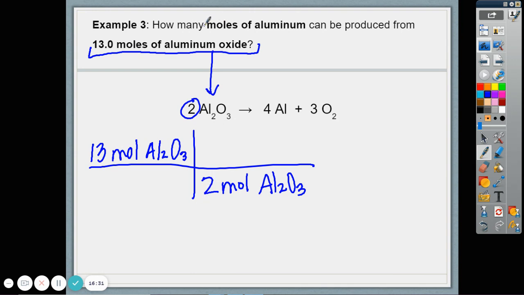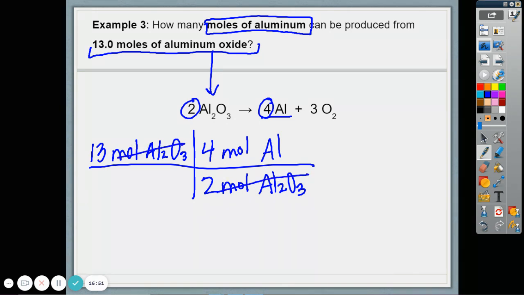Now what I'm trying to get to is moles of just aluminum. So here's just aluminum in my chemical equation, and it has a 4 with it. So 4 moles of aluminum would go on top. Mole Al2O3 is going to cancel out. So then you can reduce those if you want to, or you can just type in 13 times 4 divide by 2.